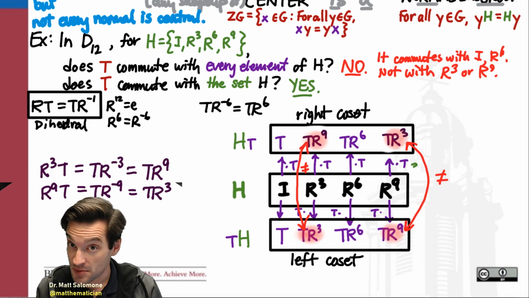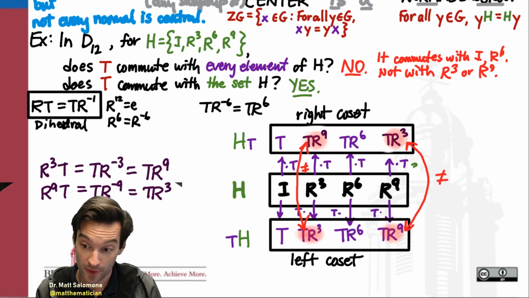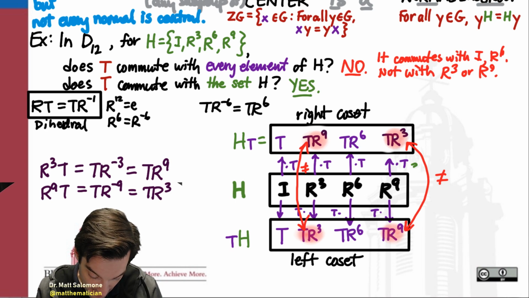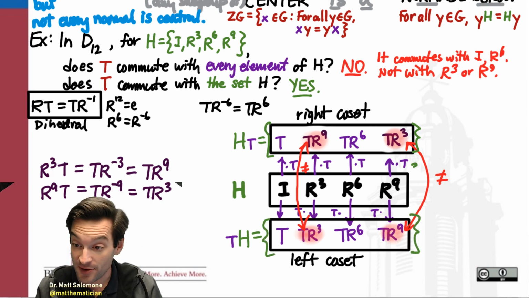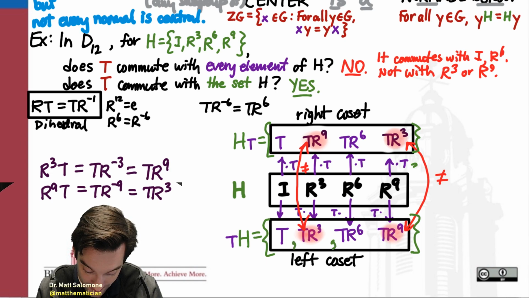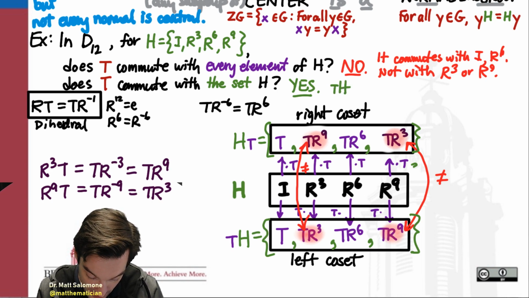Because sets don't care about ordering of their elements. It is the same set for me to list t, t r to the 9th, t r to the 6th, t r cubed, as it is for me to list t, t r cubed, t r to the 6th, t r to the 9th. Sets only care about their members and not about the orderings of their members. And so the right coset Ht has those 4 elements. The left coset tH has these 4 elements. But every element of one of those sets is also an element of the other, and vice versa. And that means that these 2 sets are in fact equal. tH and Ht are equal as sets.